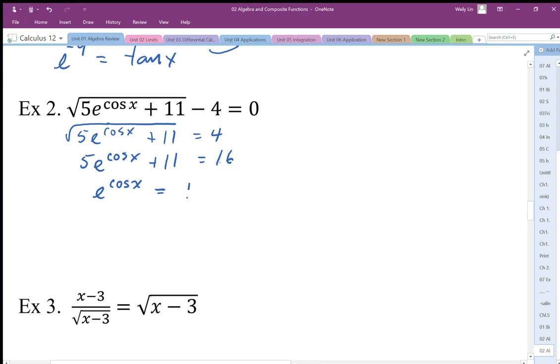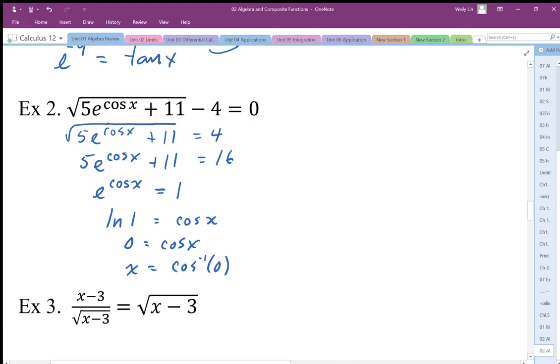Okay, so I get 16 minus 11 is 5. 5 divided by 5 gives us a 1. Okay, to solve this, we need to go log 1 equals the cos x exponent. So the exponent is equal to 0. And then to solve for x, we just arc cos the 0.